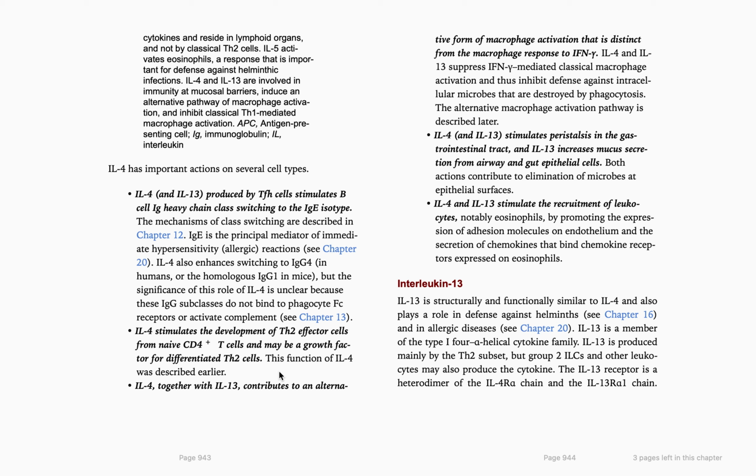Interleukin 13 is structurally and functionally similar to interleukin 4 and also plays a role in defense against helminths, seen in chapter 16, and in allergic disease, chapter 20. Interleukin 13 is a member of the type 1 four alpha helix cytokine family. Interleukin 13 is produced mainly by the T helper 2 subset, but group 2 innate lymphoid cells and other leukocytes may also produce this cytokine. The interleukin 13 receptor is a heterodimer of the interleukin 4 receptor alpha chain and the interleukin 13 receptor alpha chain.